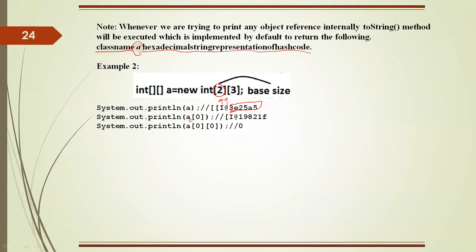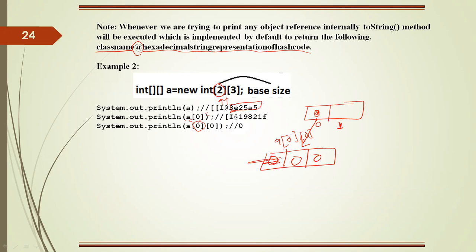And a of 0, why does it go here? Here you can see a of 0, base size is 2, right? Base size is 2, 0, 1, okay? Now here it is accessing a of 0. Is there anything in a of 0? Nothing. So now it is showing a of 0 of 0, meaning creating for this 3. 0, 0, 0. It initialized with 0. That's why it's 0, 0.